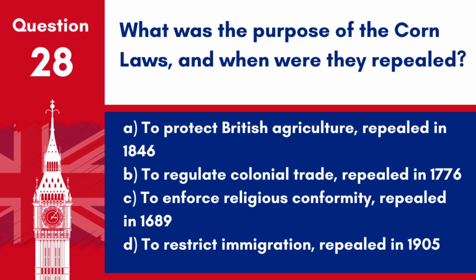A. To protect British agriculture, repealed in 1846. B. To regulate colonial trade, repealed in 1776. C. To enforce religious conformity, repealed in 1689. D. To restrict immigration, repealed in 1905. Answer. A. To protect British agriculture, repealed in 1846. The Corn Laws were designed to protect British grain producers from cheaper foreign imports and were repealed following widespread protest.